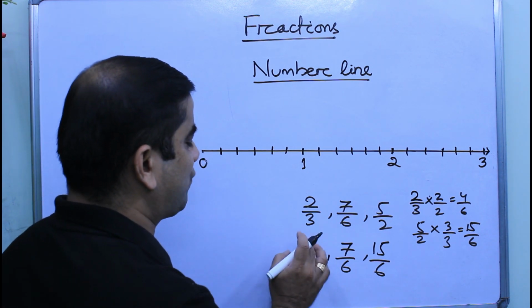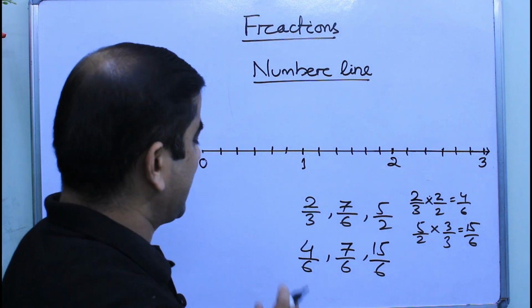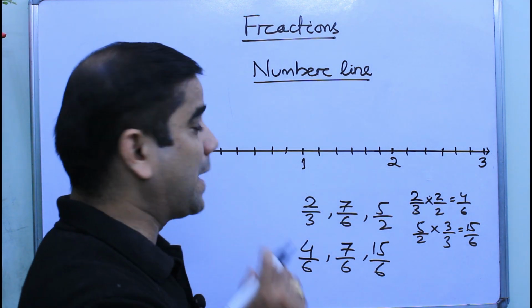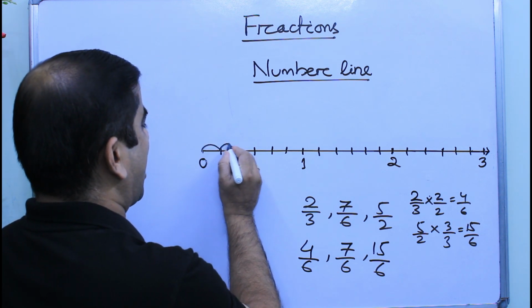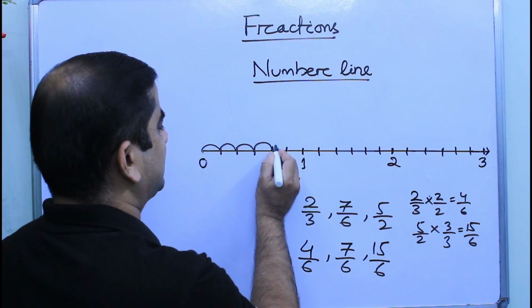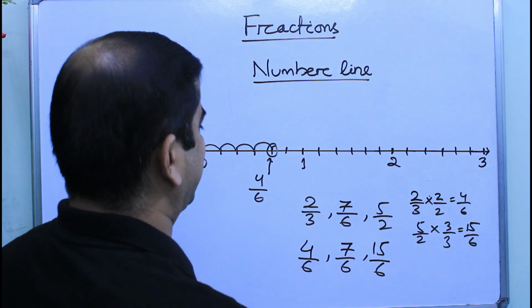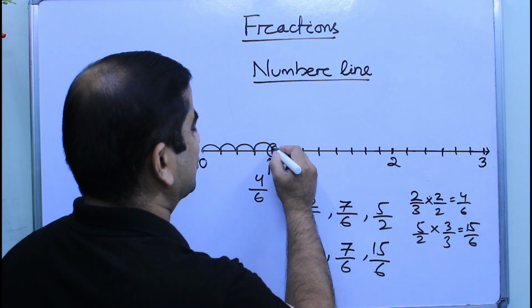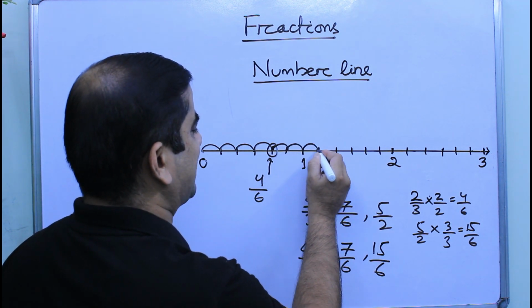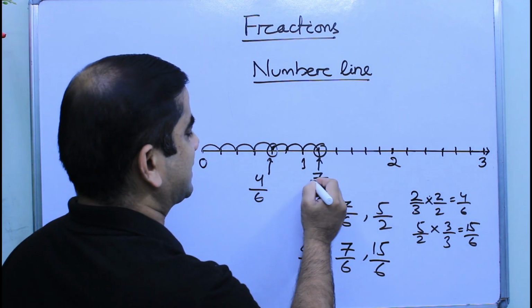Now first fraction 4 by 6. 4 by 6, 4 is less than 6. That means it is a proper fraction which is always less than 1. So 4 by 6, 4 part out of 6 part. So this is your 4 by 6. Then 7 by 6. 1, 2, 3, 4, 5, 6, 7. So 5, 6 and 7. So this is 7 by 6.